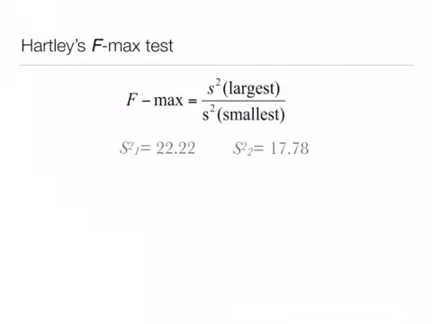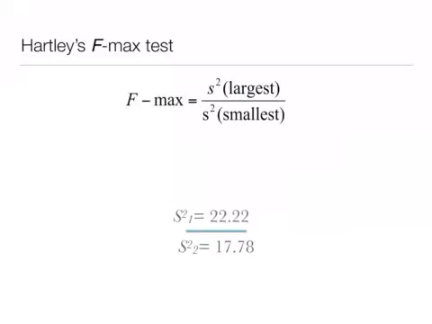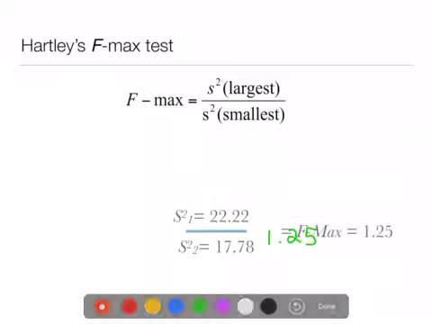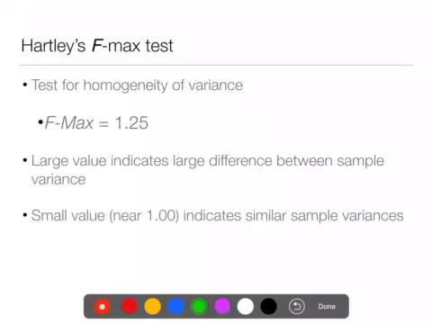Okay, so the way Fmax works is you have the variances for your two different groups, and you really just put the largest value on top and the smallest value on bottom. So 22.22 is higher than 17.78, so it goes on top, and 17.78 goes on the bottom. When you calculate the ratio between those, you get a value of 1.25. So our Fmax is equal to 1.25. And again, the closer the value is to 1, the more similar the sample variances are. So that's how we calculate Fmax. Thanks.